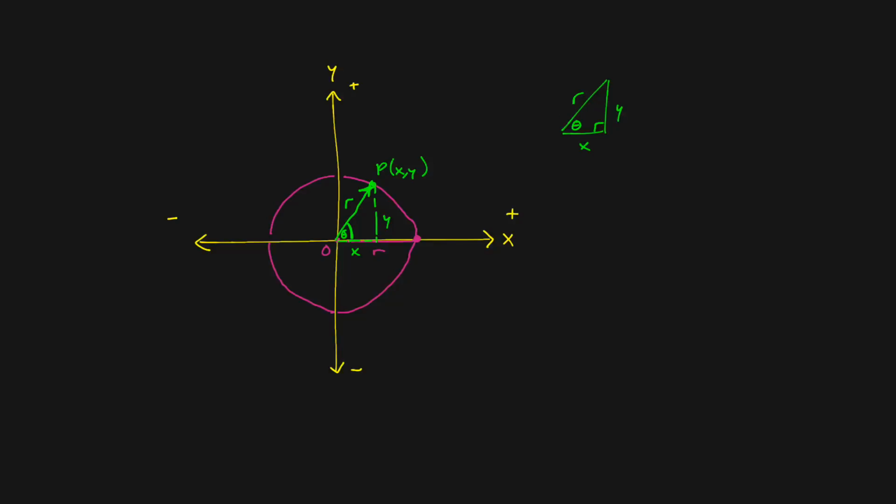So let's say I knew this point was 3, 4. The 3 is here and the 4 is here. How do I find r? Well, with Pythagorean theorem, x squared plus y squared is equal to r squared, your hypotenuse. In this case, 3 squared plus 4 squared equals r squared, and you're going to get r equaling 5.